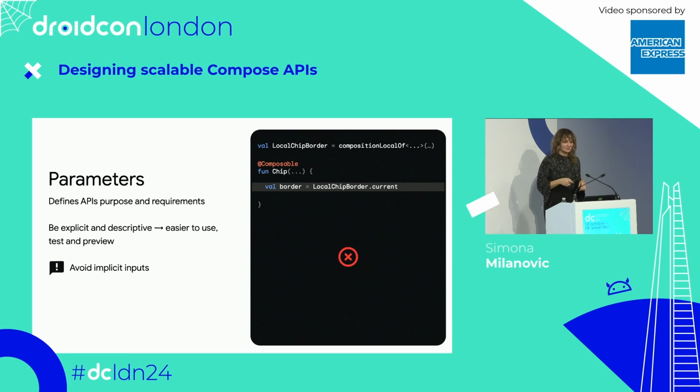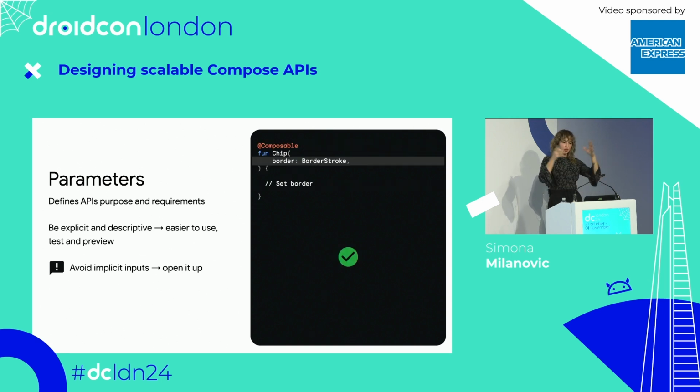Okay. Avoid implicit inputs as much as possible, provided via composition local or other similar mechanisms, as these obscure it and make it hard to track where the customization comes from. Instead, try to open up the API and use explicit parameters, which also makes it easy for users to add layers on top with stricter customization.